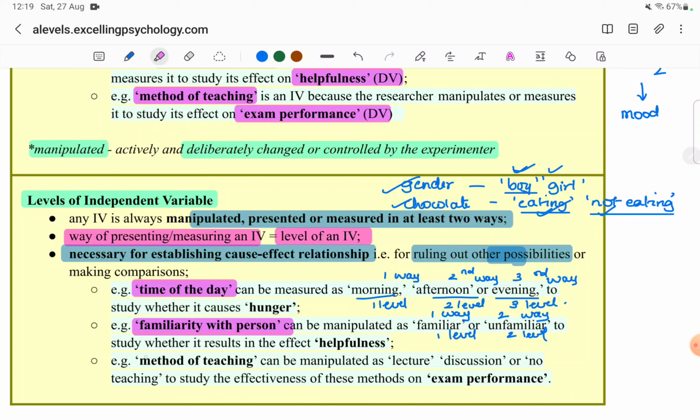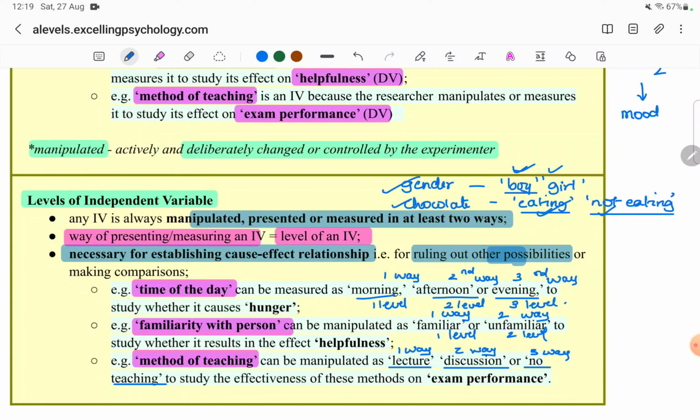Okay, next we have method of teaching. We saw that also as an independent variable. Method of teaching could be presented to participants as either lecture, so that's one way. Discussion is another way. No teaching, that is not teaching participants at all, leaving them to study for themselves, could be another way. So we'll say that in this experiment there are three levels of the independent variable. Okay, I hope you're clear with what levels of an independent variable are now.